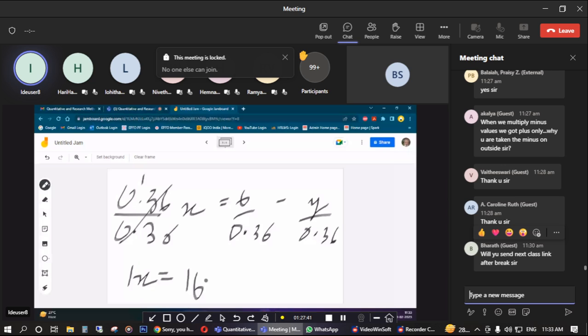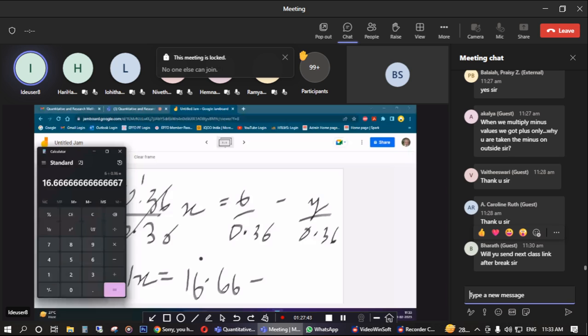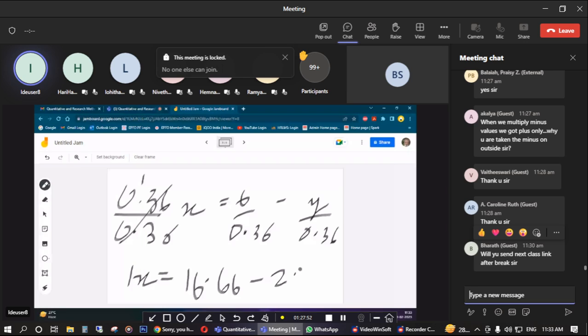Minus, what is this? 1 divided by 0.36 is how much? 2.77. So now what I am going to do is find out what is bxy and what is byx.